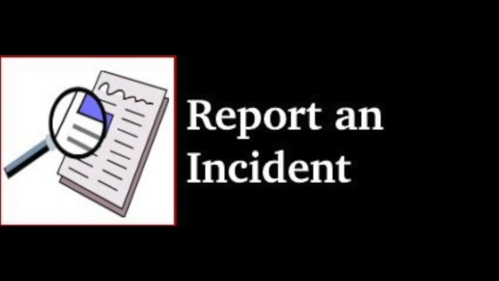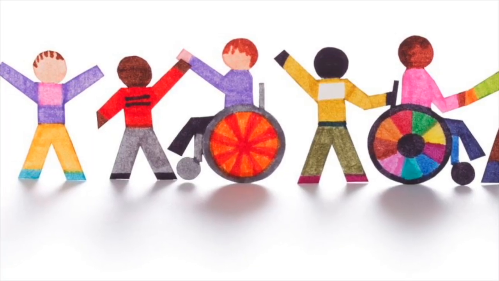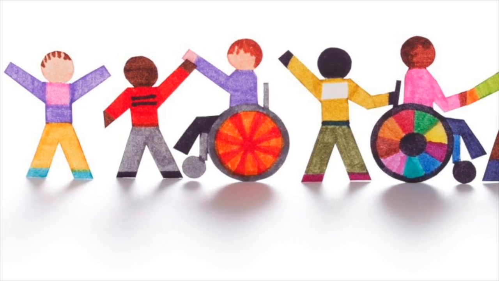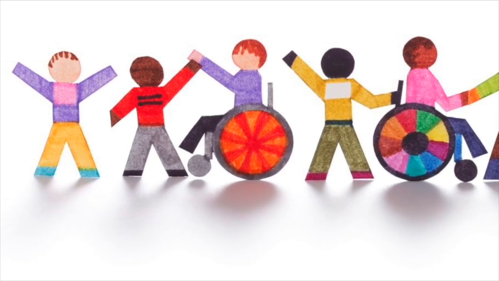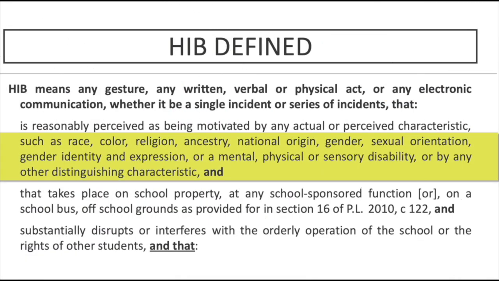In order to report a bullying incident to the New Jersey Department of Education, one or more of the protected categories must be present to substantiate or unsubstantiate a report of bullying. The protected categories are race, color, religion, ancestry, gender, gender identity and expression, sexual orientation, mental, physical, or sensory disability, and other distinguishing characteristics.